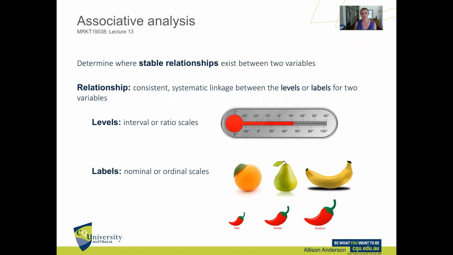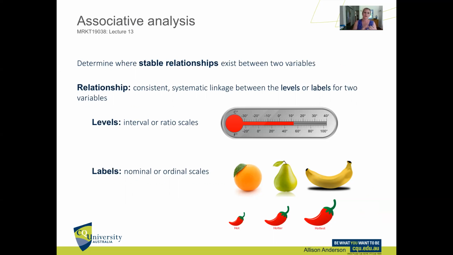Associative analysis determines where stable relationships exist between two variables. It's really important to understand that it needs to be a stable relationship. If it's always changing, then it's very, very hard to characterise it or make any business decisions based on the idea of a relationship. So there has to be some kind of stable relationship there. A relationship is described as something that's consistent, systematic. It's a consistent, systematic linkage between the levels or labels for two variables. We're pretty much talking just about two variables in this, the relationships between those variables.